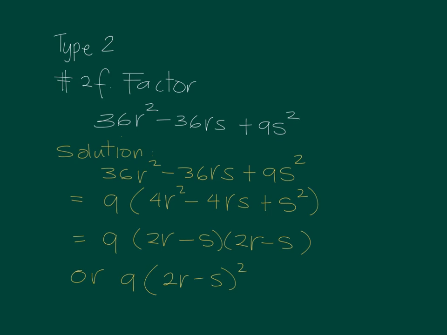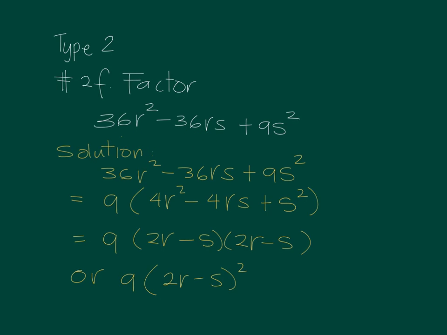Okay, so this is the solution for number 2f for type 2. In this, we want to factor 36r squared minus 36rs plus 9s squared. So we have a 3-term polynomial, so we call this a trinomial.